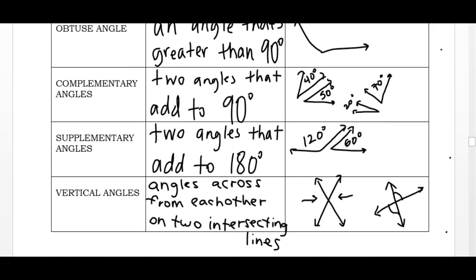Complementary angles are angles that add up to 90 degrees. So I have two examples here. I have a 40 degree angle and a 50 degree angle. Put together, that would be 90 degrees. I have a 20 degree angle and a 70 degree angle. Put together, that would be 90 degrees.